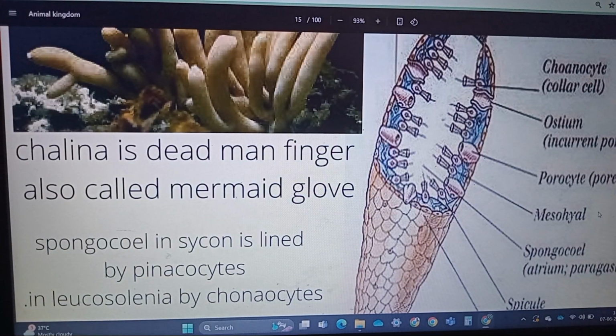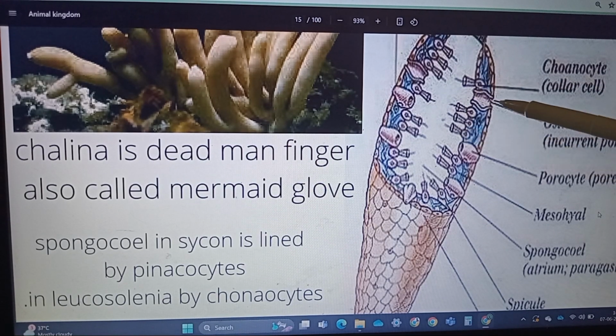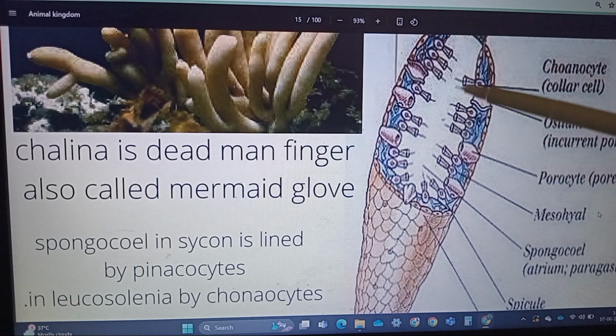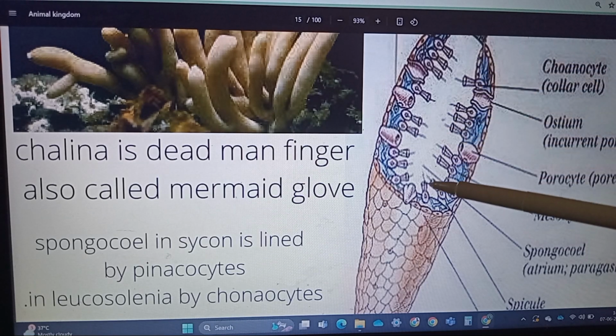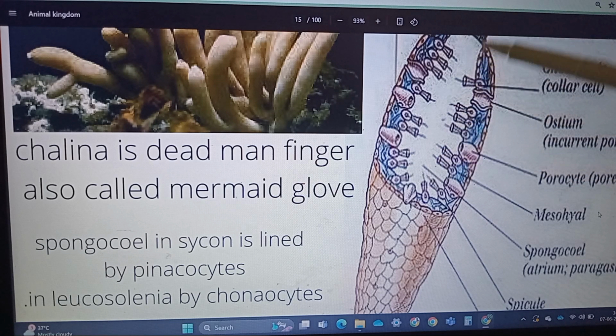If we see the structure of the sponges, then the outer layer is called the pinacoderm, made of pinacocytes, and the inner layer is made up of the choanocyte cells called choanoderm. These are collar-shaped cells which help in the movement of the water. The water enters through these multiple small ostia into the spongocele, then exits out through the osculum.